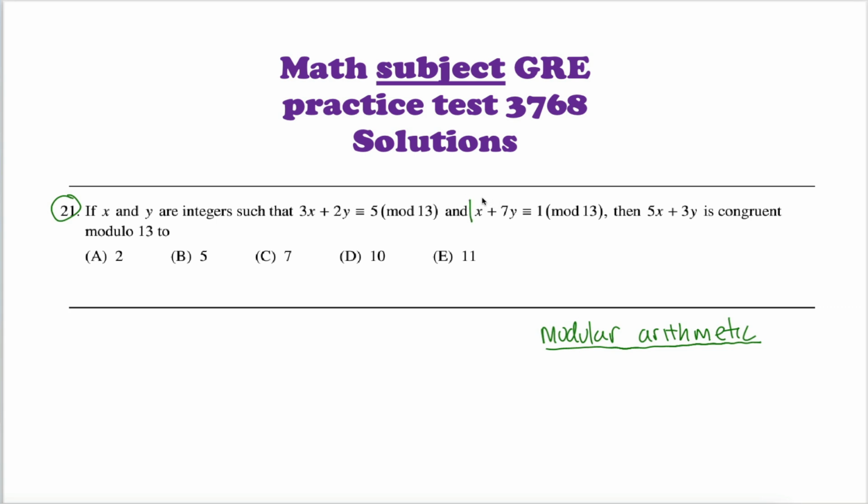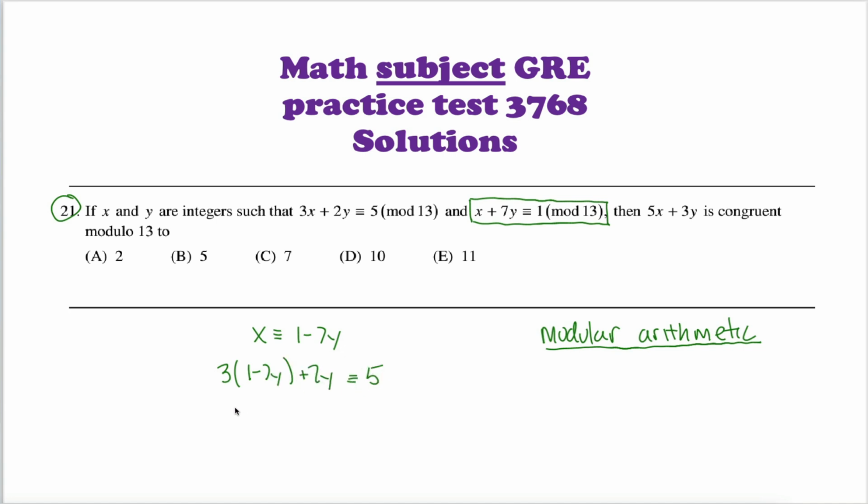The one that jumps out to me as easiest to solve for is over here, and that's because the coefficient on x is just equal to 1. So solving this for x is as easy as just subtracting 7y from both sides. I get that x is congruent, mod 13, but since everything's going to be mod 13 in this problem, I'll just omit that, to 1 minus 7y. I can now plug in 1 minus 7y for x over here and get 3 times 1 minus 7y plus 2y is congruent, mod 13, to 5.